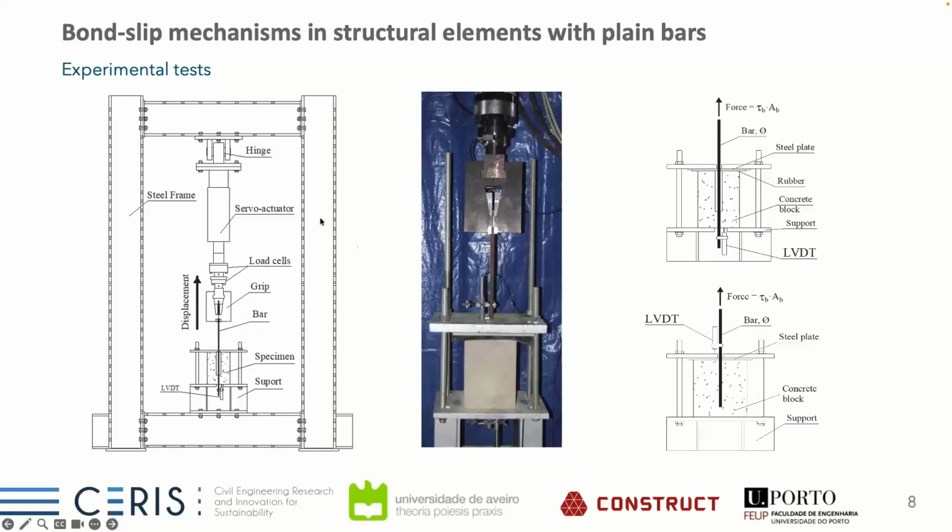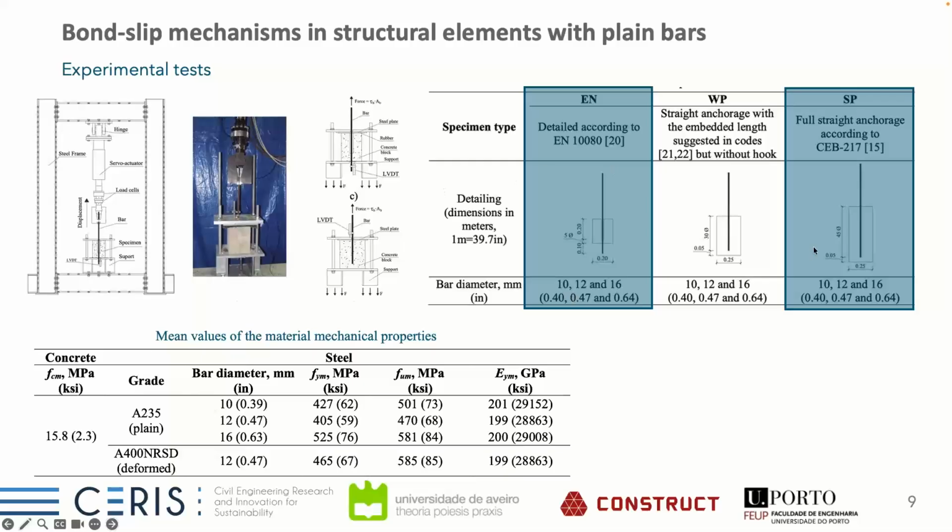This is the experimental setup. So we have a concrete block with different shapes. This is the EN test, where we have around 5 diameters of embedded length, and here we have the SP, where we go up to 30 diameters of embedded length, and then we apply here a tension force, and we have this pull-out test. So quite a common test. Here are the two specimens, or the two types of setups.